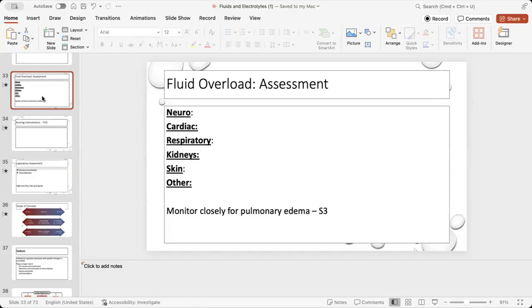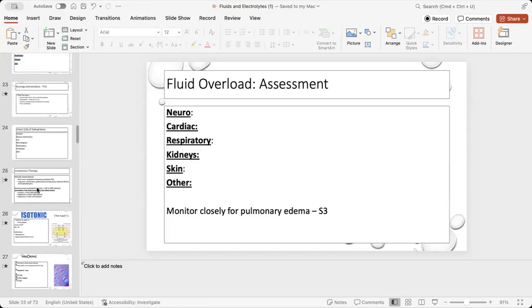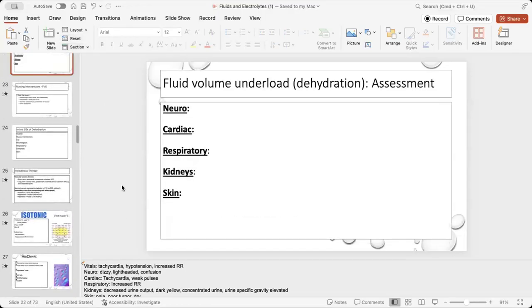Okay, now talk to your partner. Do you guys have the same answers or something else you need to add to your chart there?